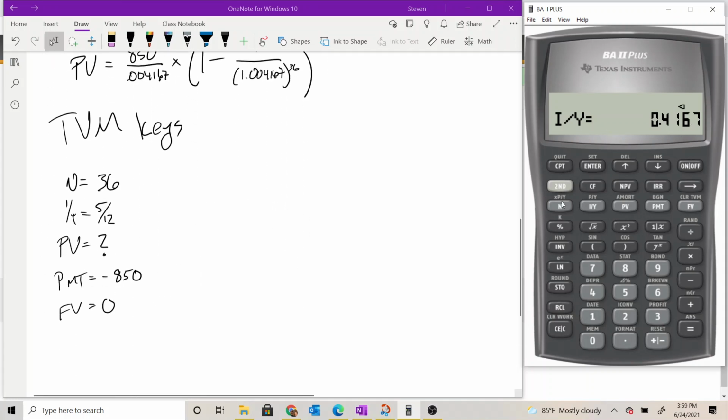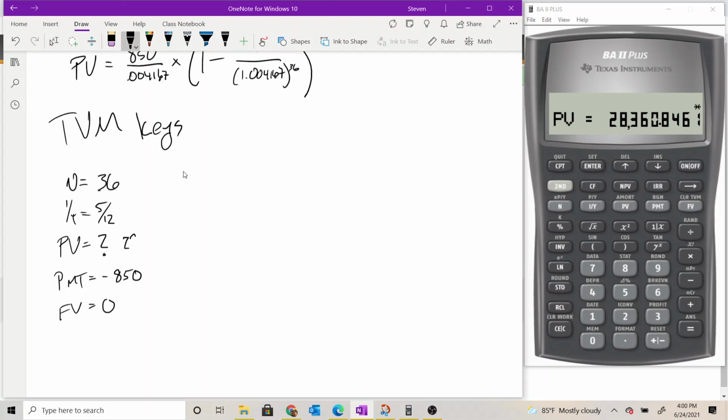All right, present value is what we're solving for, so we'll skip over that. Payment is $850 as a negative because it's a cash outflow. We'll press payment to store it. And then future value is 0, which it should already be because we cleared out the time value money keys, but just to be sure, we'll go ahead and type it in. All right, now we want to solve for present value. We've got 4 of the 5 variables recorded, so the calculator can solve for the 5th for us, present value in this case, and we do that by hitting compute present value, and we get $28,360 and roughly 85 cents.